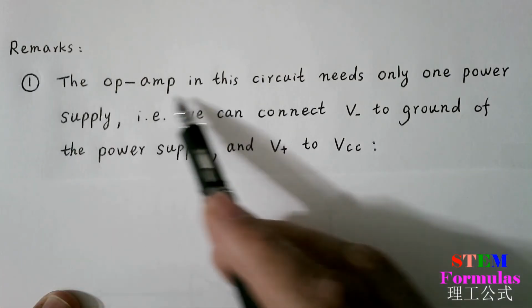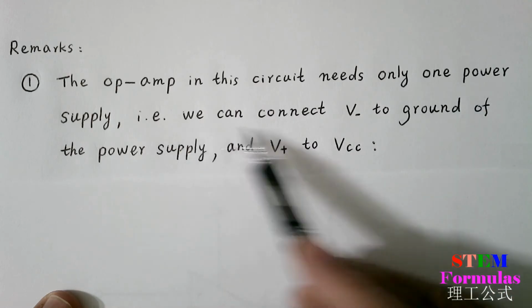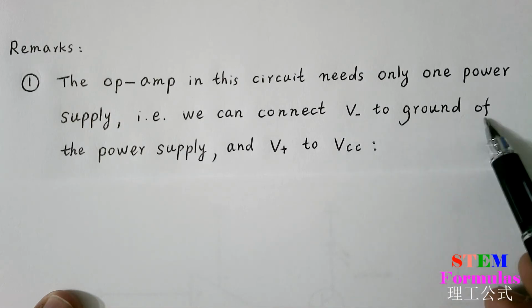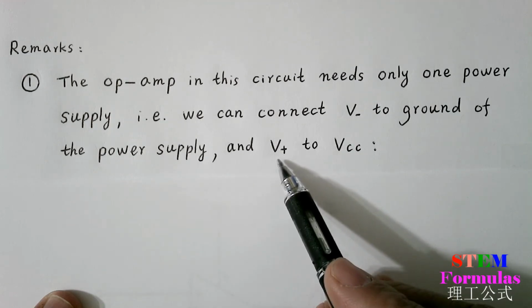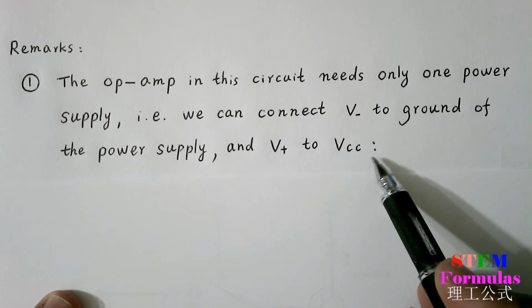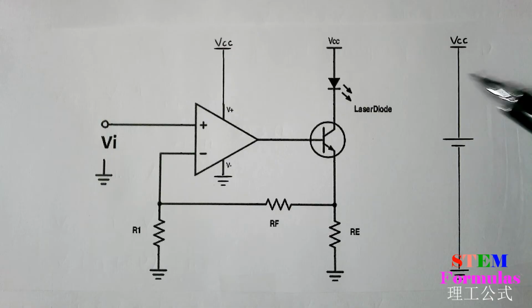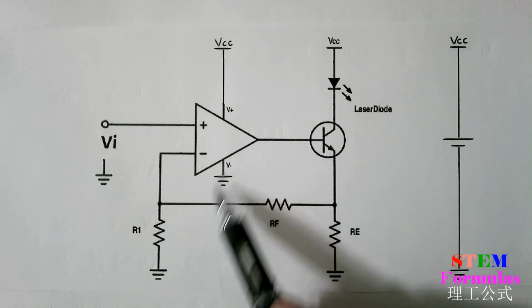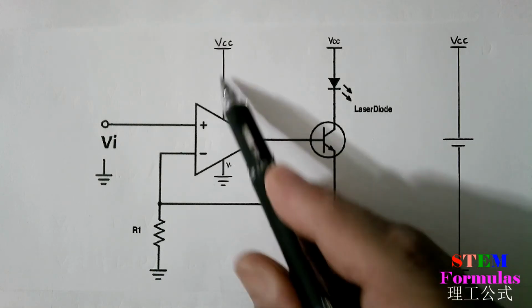Remarks: First, the op amp in this circuit needs only one power supply. That is, we can connect the V- pin from the op amp to the ground of the power supply, and the V+ pin from the op amp to VCC. And we show this in the following diagram. Here is the power supply, ground, and VCC. We connect the V- pin to the power supply ground, and the V+ pin from the op amp to VCC.